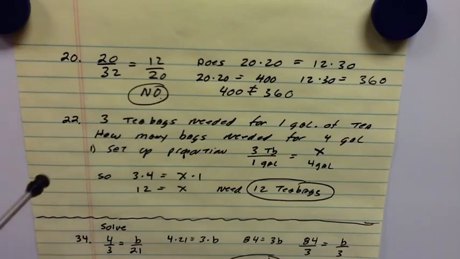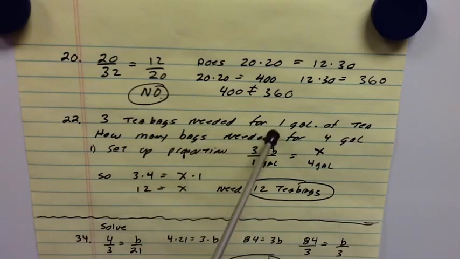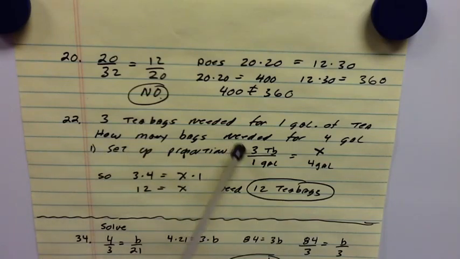Okay? The next set is kind of a little story problem. It says, I have 3 tea bags needed for 1 gallon of tea. How many bags do I need to make 4 gallons? This is practical, so if I'm making a bigger recipe, I need to know how to do that. So I set up a proportion, 3 bags of tea to 1 gallon. And the next one says, I don't know how many tea bags to 4 gallons. So I cross multiply 3 times 4 and x times 1. So I end up with x on this side, and 3 times 4 is 12. Therefore, I need 12 tea bags for 4 gallons of tea.